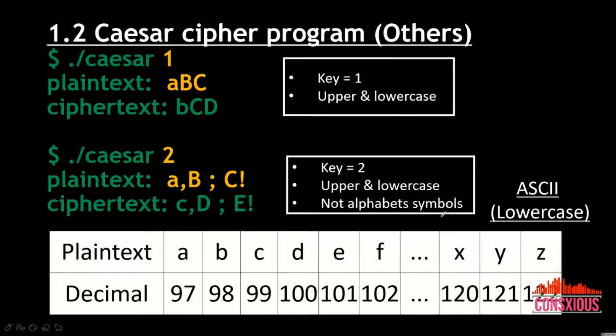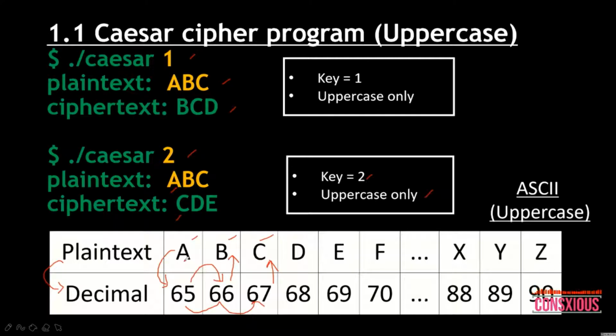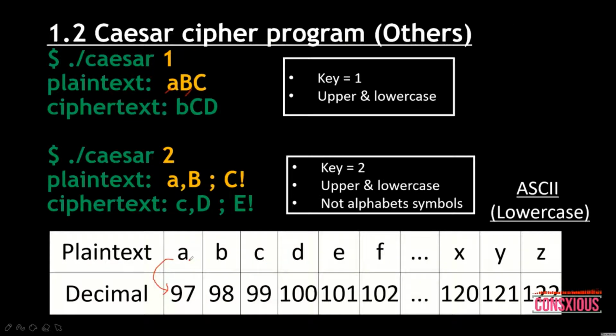The second slide will talk about lowercase and also symbols which are not alphabets. So the first example here, the difference is we have a lowercase and an uppercase. What we can see here is the lowercase decimal is a different number from the uppercase. The lowercase and the uppercase have different decimal numbers. For example, lowercase a has 97, the uppercase A has 65. So we can see that there's a difference here.